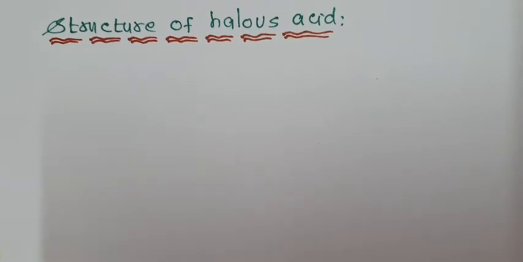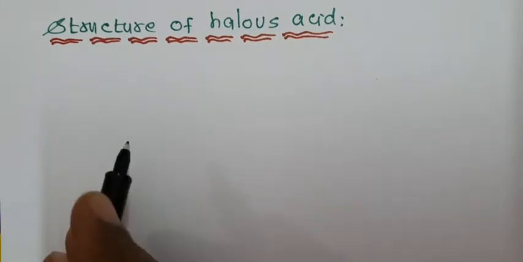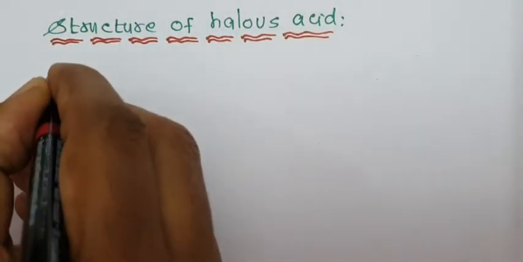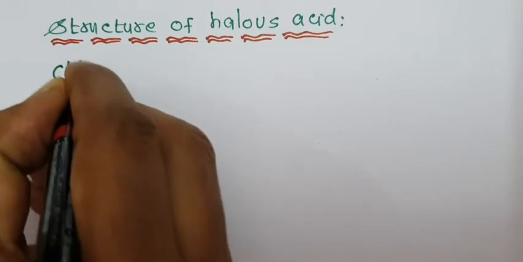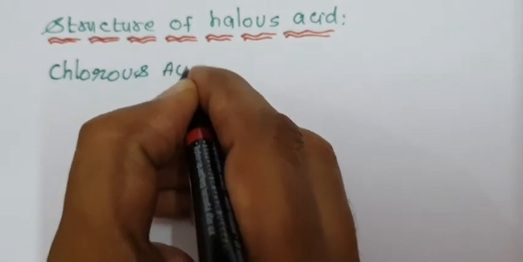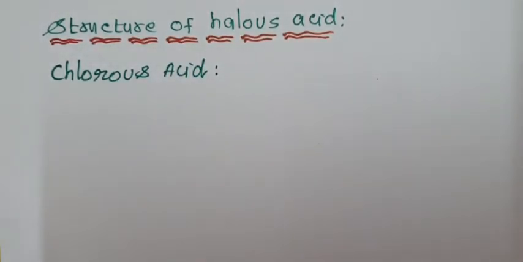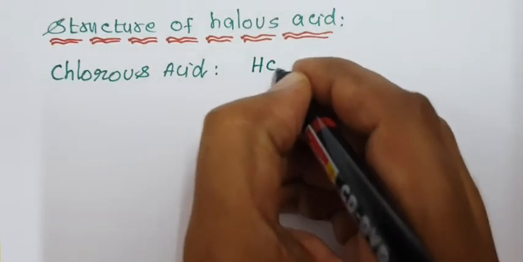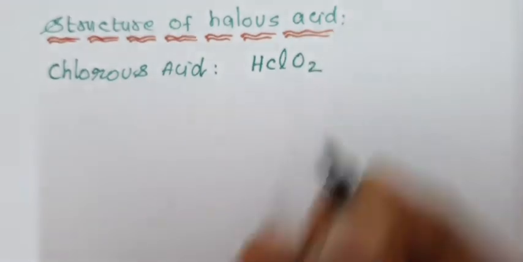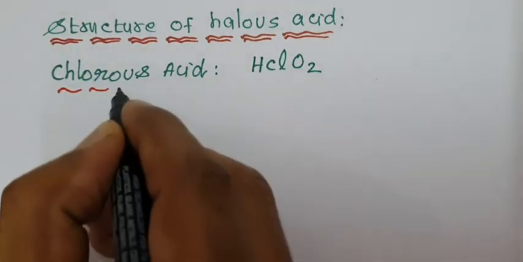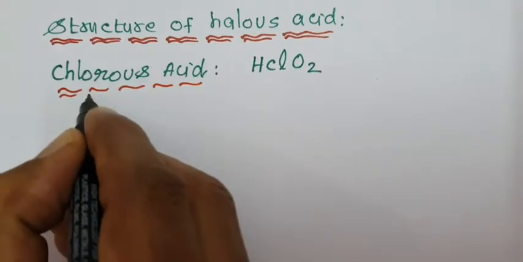Structure of chlorous acid. Among the halogens, only chlorine forms chlorous acid. What is the name? Chlorous acid. Molecular formula HClO2. There are two oxygen atoms in chlorous acid.